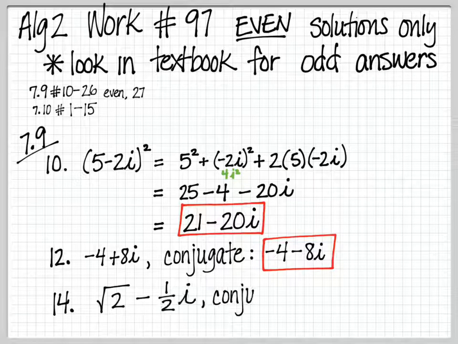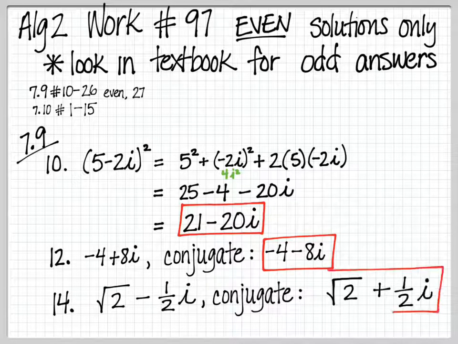Number 12, you're asked to find the conjugate. Well, you've got -4 plus 8i. The conjugate would be -4 minus 8i. And you can see the conjugate for number 14 right there. Pause the video at any time if you need a little extra time to look at the solutions or re-watch them being worked out.